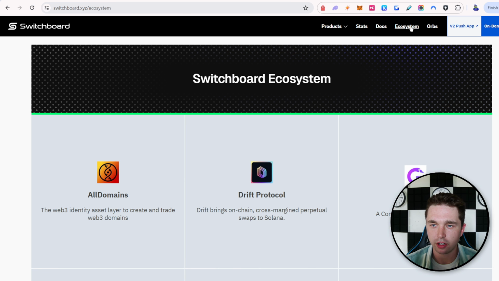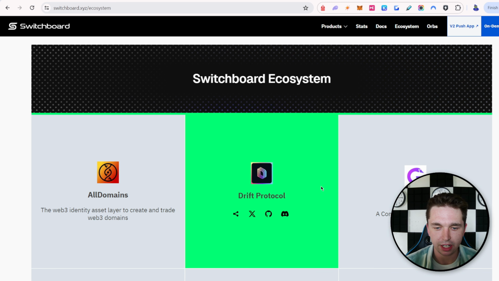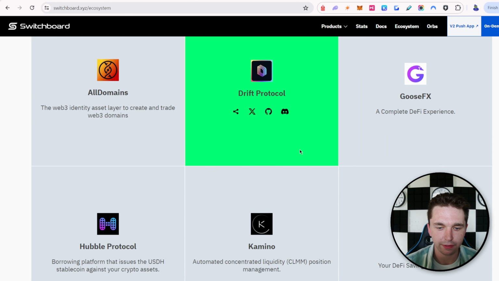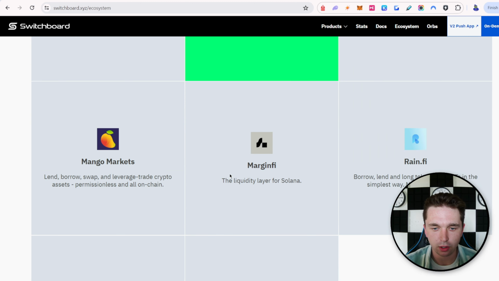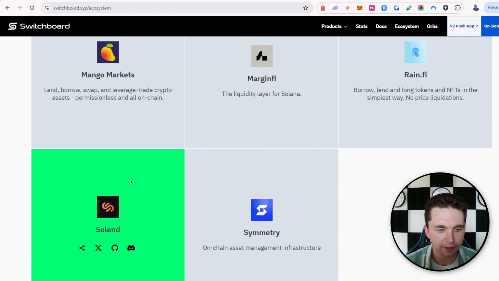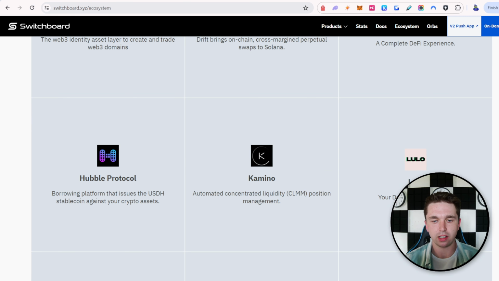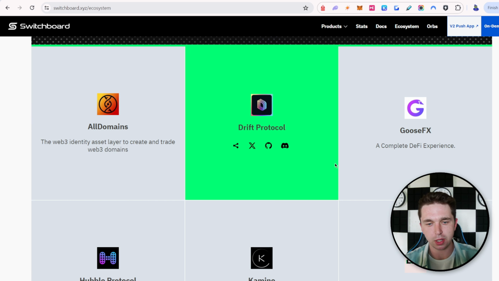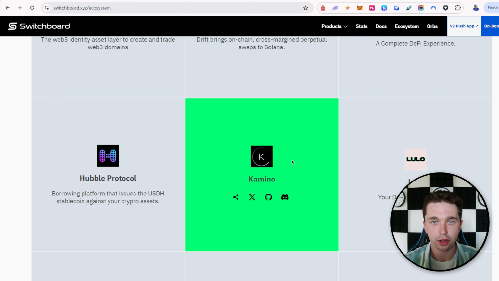All right, so here's the list of the ecosystem. If you go on their website, you can go to the top here and just click ecosystem, and then it shows you all of the different websites that are using the Oracle from Switchboard. So any of these websites you can go on and provide liquidity, trade on, right? Like if you're using Drift, you'd be trading on it. If you're on Camino, you'd be borrowing or lending, and both of those will get you eligibility for the airdrop.